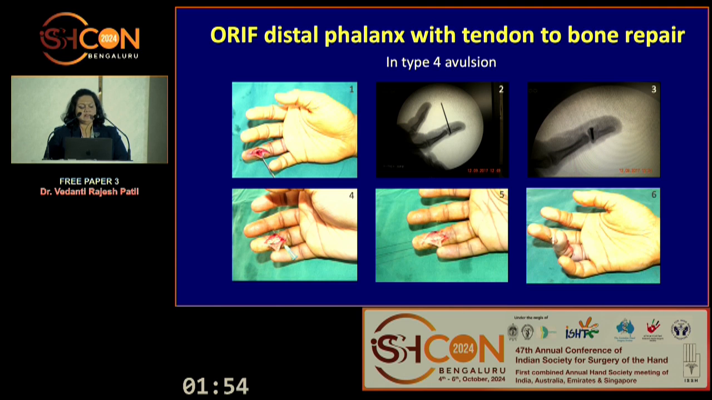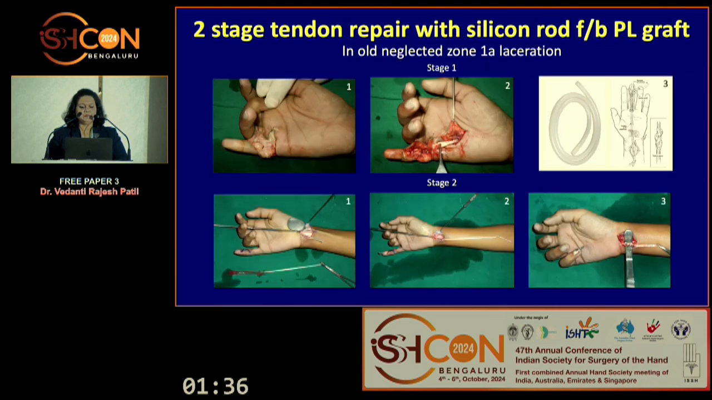Here this is type 4 avulsion. We did the fixation of the distal phalanx fracture using a 1.7 mm screw. And the FDP was sutured to the base of the distal phalanx using the around the bone suture, with a knot on the nail using the button technique.